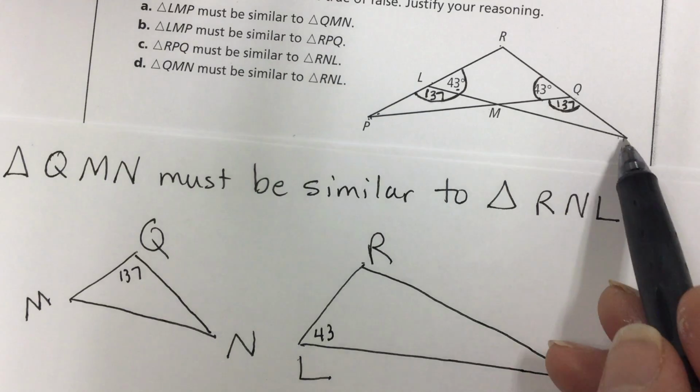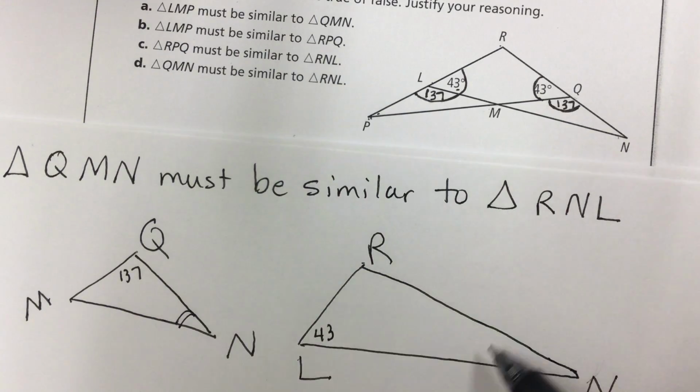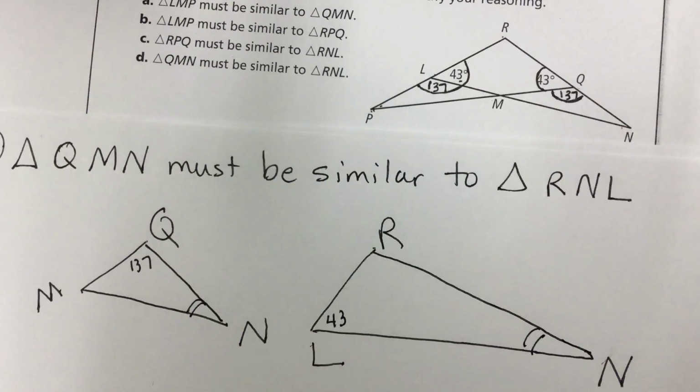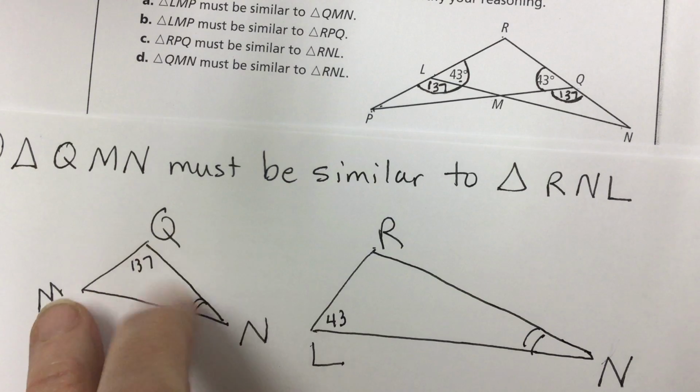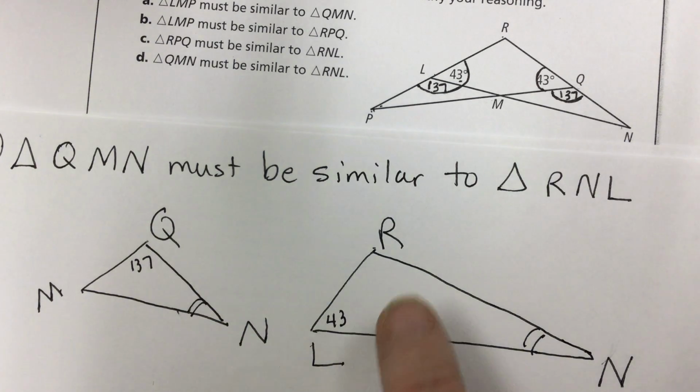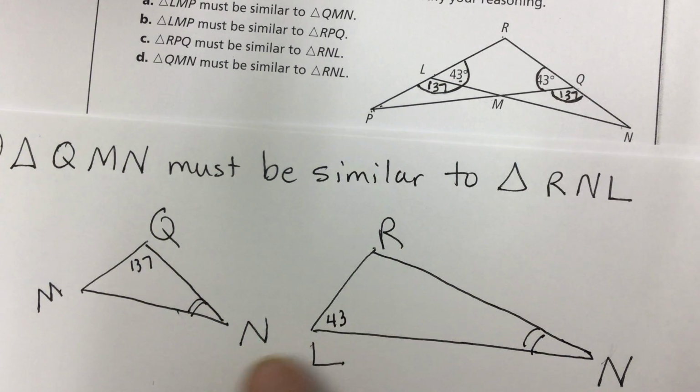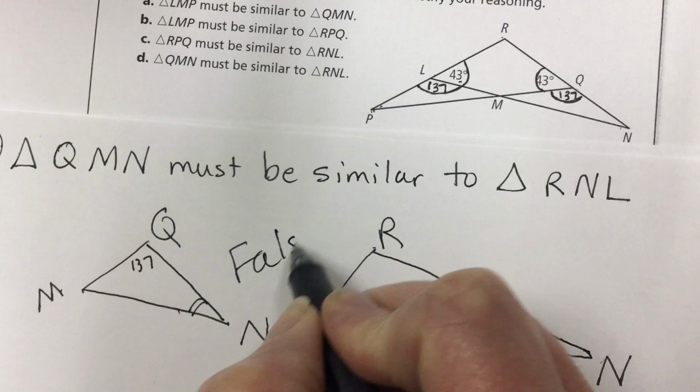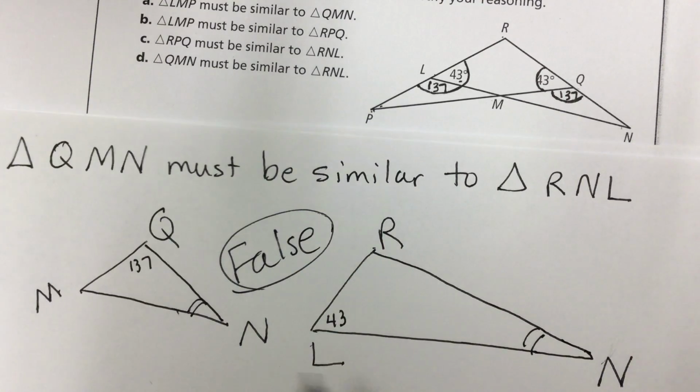They both share N. If you notice, they both share N. N is congruent to N. But I don't have enough information to know that two of these, Q and M, are congruent to R and L. I don't have enough information here. So this is a false statement. I do not have enough information to prove that QMN is similar to RNL.